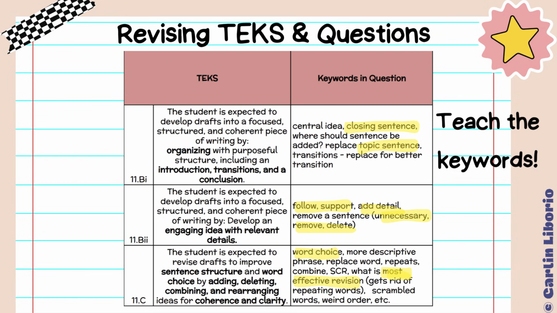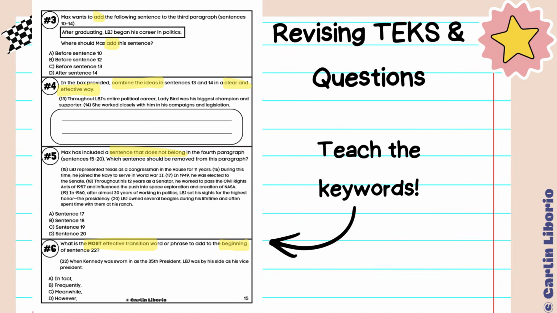In elementary and most of middle school, they will use the word repetition. Okay, the words could be scrambled, they could be in a weird order, they could sound awkward. All of that goes under 11C. And so there are resources.